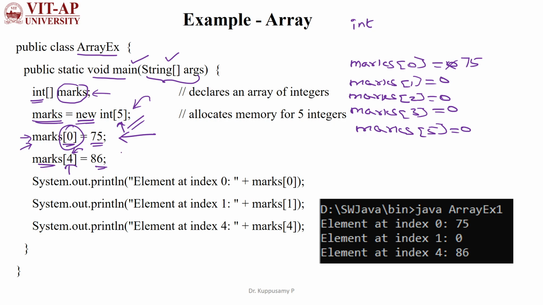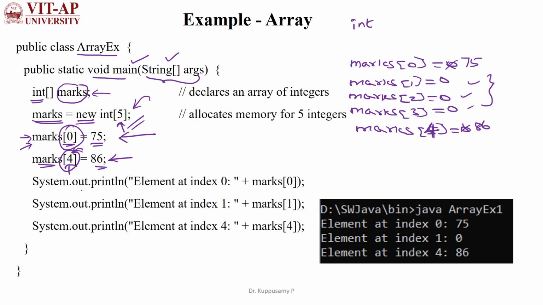Then we didn't assign any values to the first index, second index, third index. We assigned only the value to the fourth index here, 86. So 86 will be overwritten in the place of index number 4. Then what about this 3? This 3 will have only the default value.